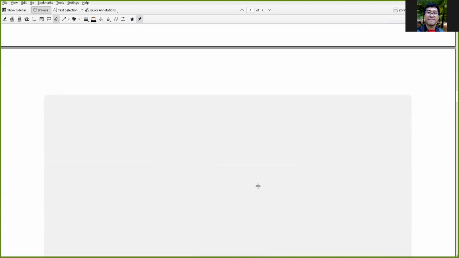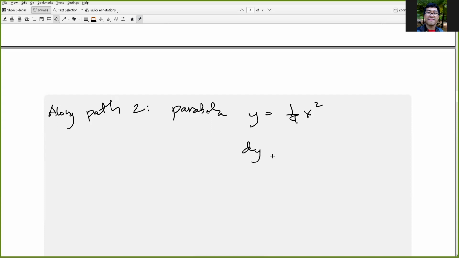For a different path, let's choose path number 2. Along path 2, we have a parabola with equation y equals 1 over 4 x squared, so the derivative of y is 1 half x dx. So 2 goes down here, 2 divided by 4, that's 1 half x dx.